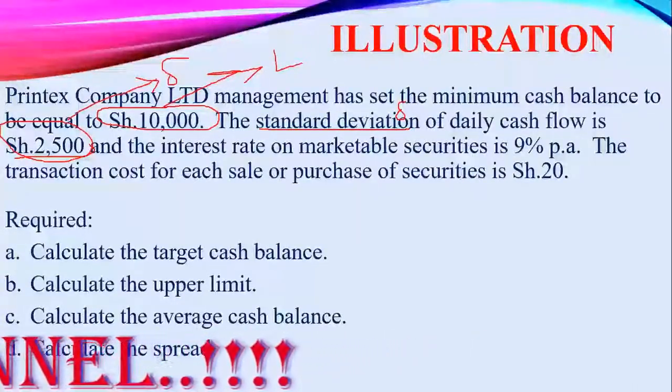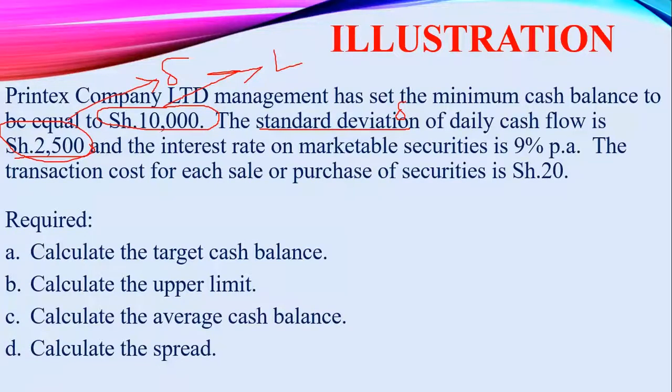That means we need to get the variance. We don't have the variance here. We have been given the standard deviation. Then the interest rate on marketable securities is 9%, which we have called I. The transaction cost for each sale or purchase of securities is 20. So anytime they trade these securities, they spend 20 shillings, which we called our B, or the fixed cost of the transaction.